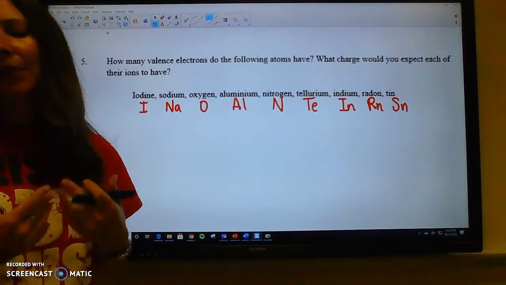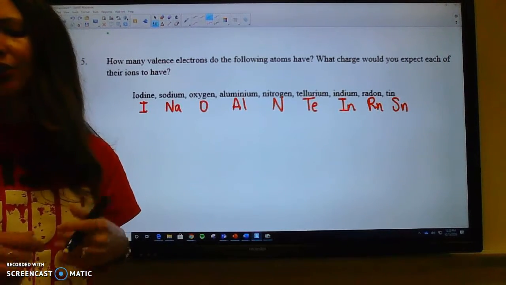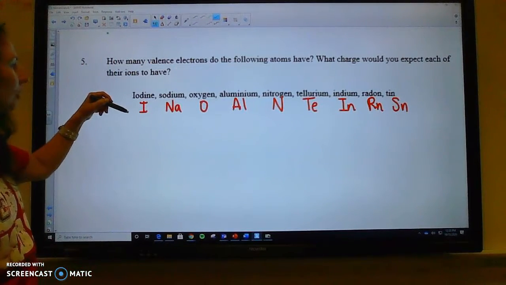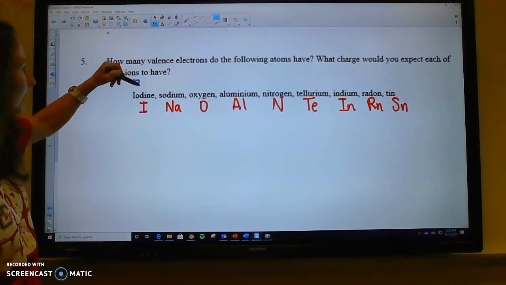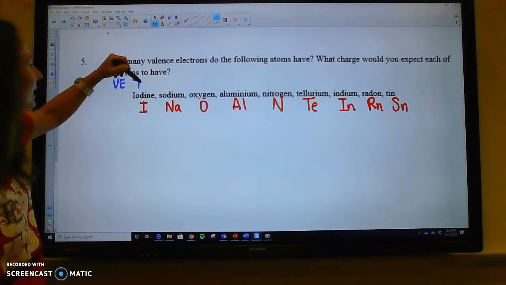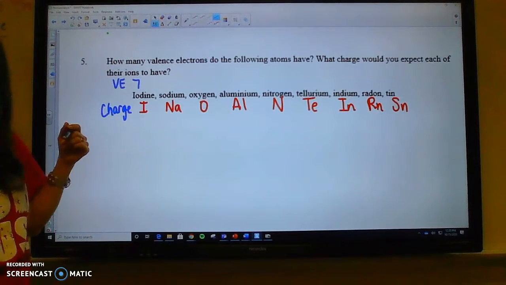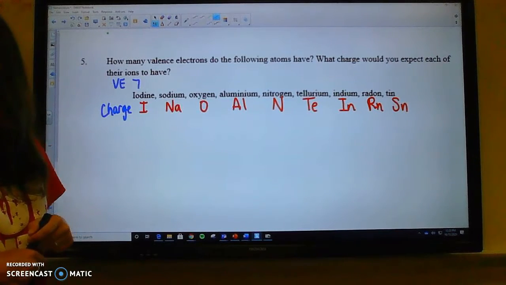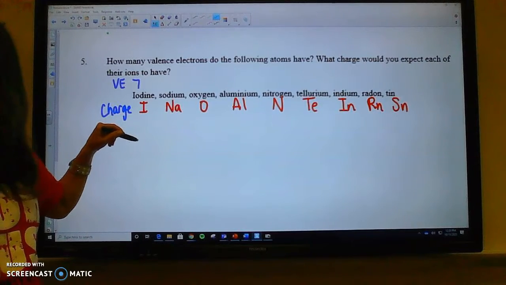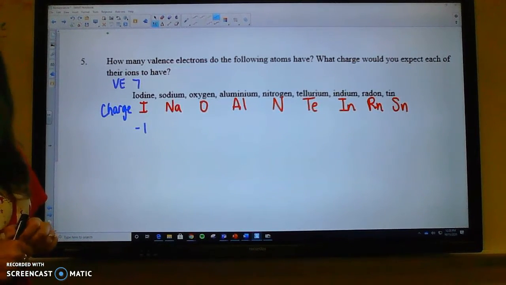For number 5, it asks, how many valence electrons do the following atoms have? Each one's going to have a different answer. And what charge do you expect each of the ions to have? So looking at iodine, how many valence electrons does it have? Iodine has 7. We'll do it like this. For valence electrons, it has 7, and then for the charge, you can put that below it. What's the charge of iodine? That's 7 valence electrons, and if you look at your periodic table above I, it's a -1. Does that make sense?